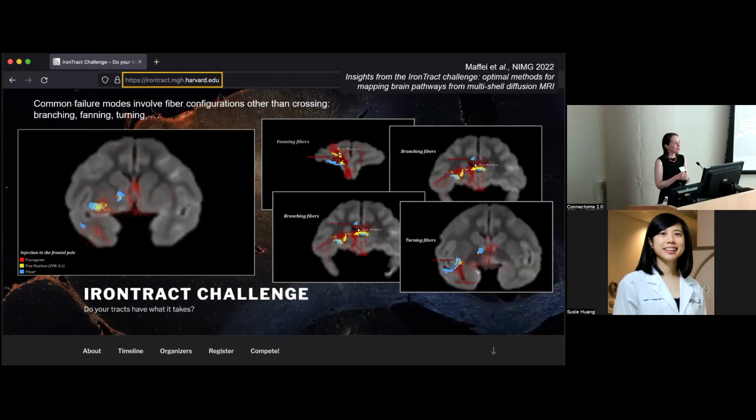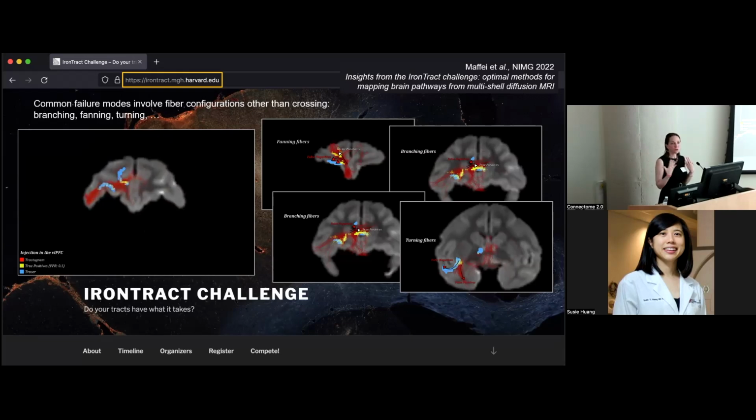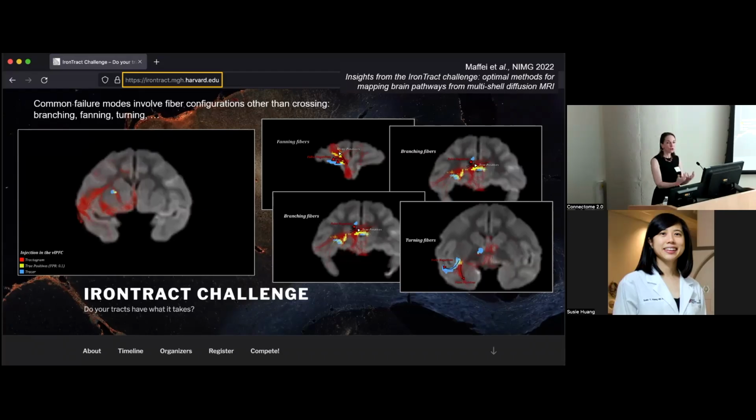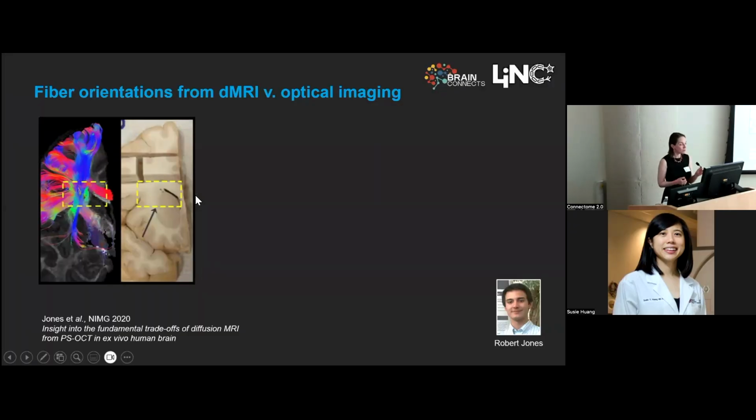But in fact, those areas where most of our current pipelines fail consistently are areas where fibers don't just cross, but also branch, fan, turn, etc. So this is a way where linking diffusion MRI with histology can point to new areas for development for us algorithm developers.